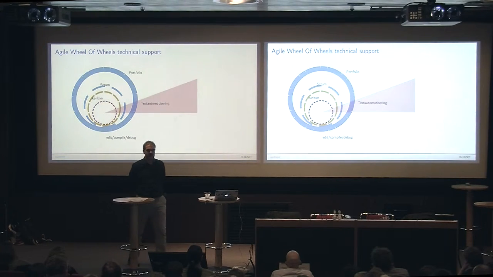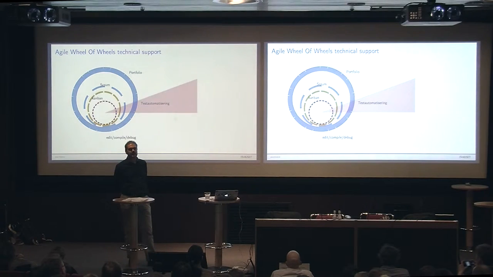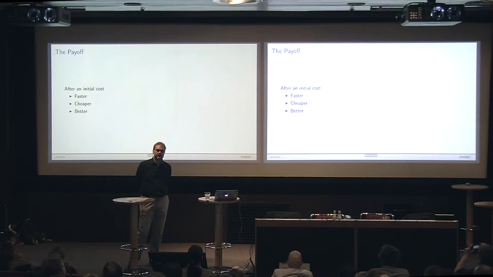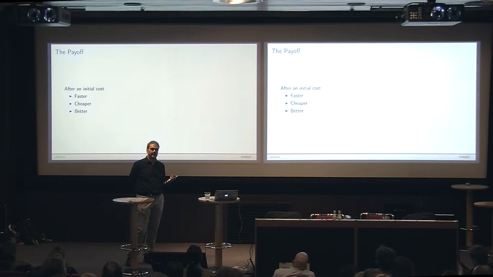And I've drawn this as a set of wheels within wheels, and it makes it kind of obvious if one of these cycles isn't efficient enough, then the other cycles can't be efficient either. So that's part of the motivation. And what's the payoff? If you do test automation well, we also do continuous delivery well. And if we do that, then everything gets faster, cheaper, and yes.